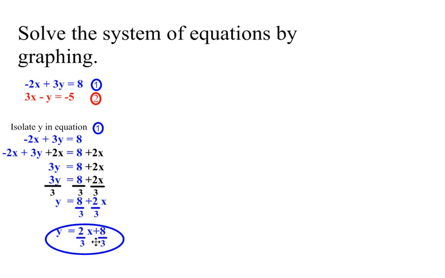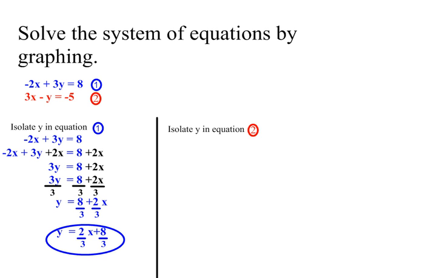This is our slope. So 2 over 3 is our slope. Remember, it's rise over run, so rise 2 and run 3. 1, 2, 3 if I were to graph this. And the 8/3, that is our y-intercept. Okay, so we've done that for equation 1. We do the same thing for equation 2.